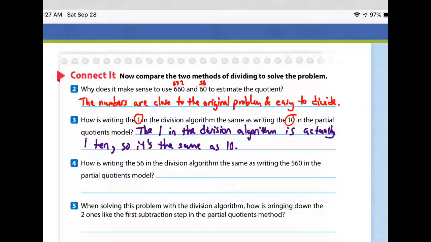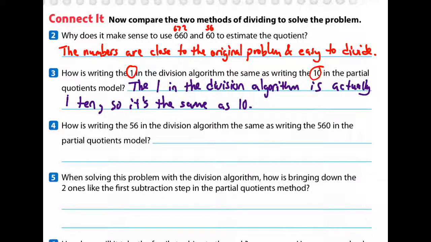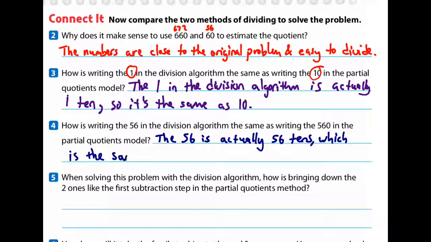So let me go over and explain this. So how is writing the 56 the same as writing the 560 in partial quotients? Well, similar to number 3. The 56 is actually 56 tens, which is the same as 560 ones. Okay? So remember, if you had something similar, you don't have to change your answer. But if you weren't sure, you can always write mine down. You could pause the video.